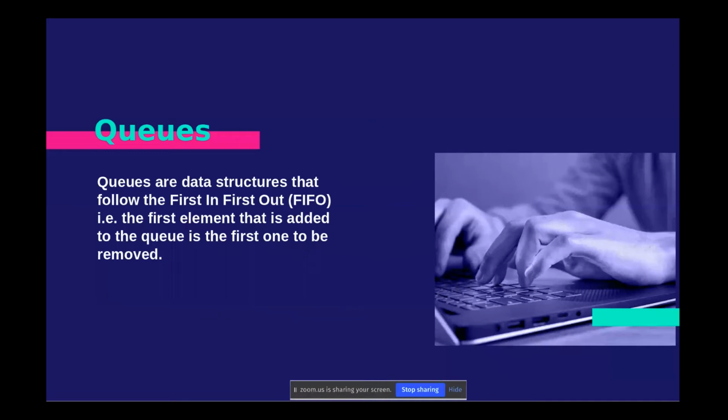Okay, what are queues? A quick Google search will give you this definition: queues are data structures that follow first in, first out, FIFO. The first element that is added to a queue is the first one to be removed. Okay, it's not useful for newbies. Let's first discuss some examples and come back to this definition, shall we?